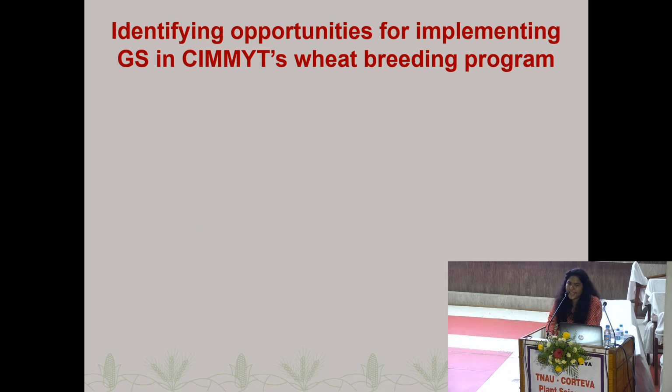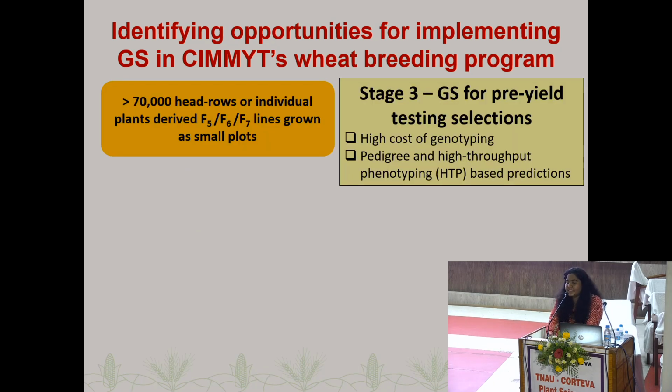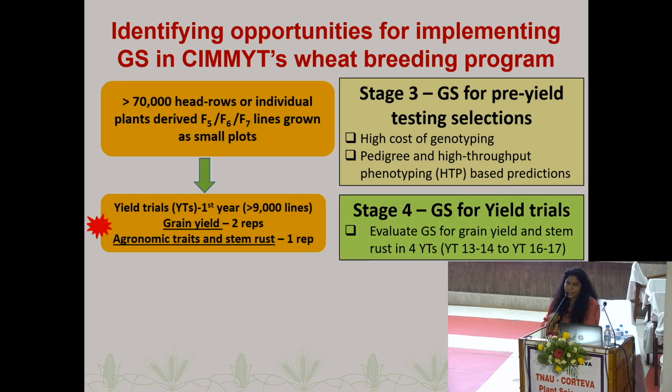And the next stage here is our head row stage. Again, at CIMMYT, there are about 70,000 head rows, and that's not feasible for genotyping. So we still use the pedigree, and we use high-throughput phenotyping at this stage. So we fly drones over these 70,000 lines, and we have high-throughput phenotyping information and also pedigree information for these lines.